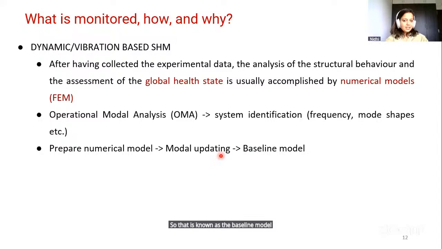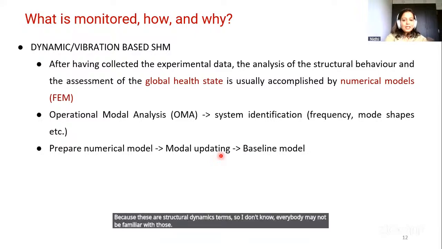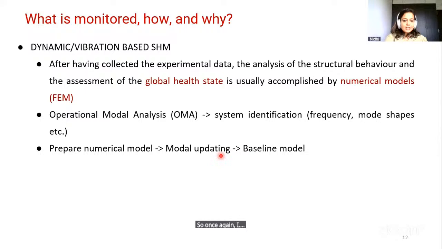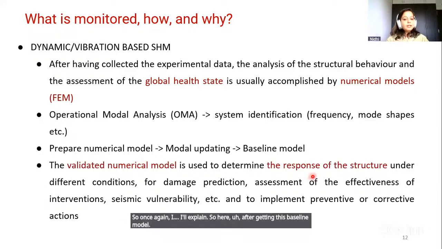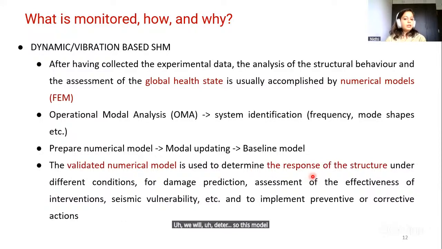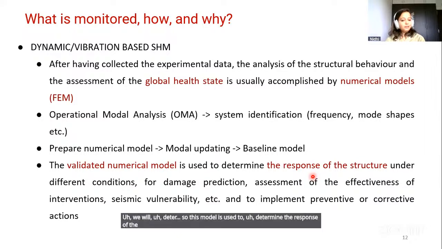I will explain these terms once again for your clarity, because these are structural dynamics terms, and everybody may not be familiar with them. So once again, after getting this baseline model, this model is used to determine the response of the structure under different conditions.